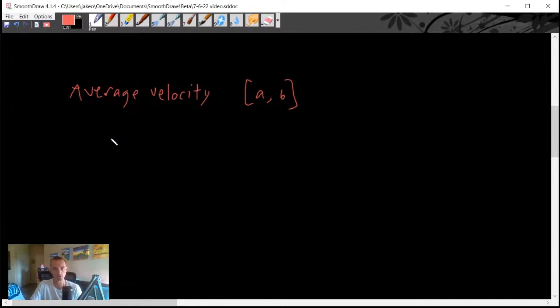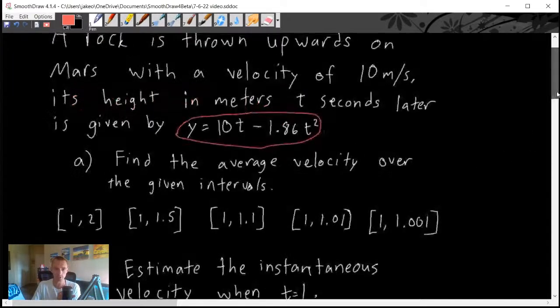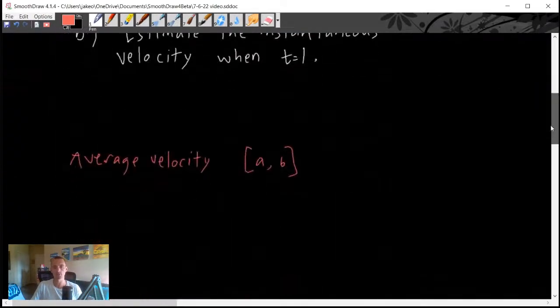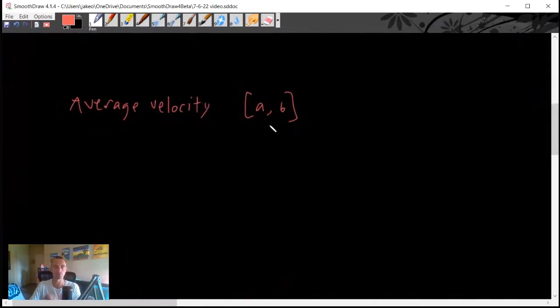If you have a position function, position just means where it is at any given point in time. So in this case, it's called a height function. Height is an example of a position function because it's telling us our height above the ground, where our rock is in relation to the ground. So a position function just tells you where something is in relation to a fixed point. In this case, it's the ground. So we can use this height function as position.